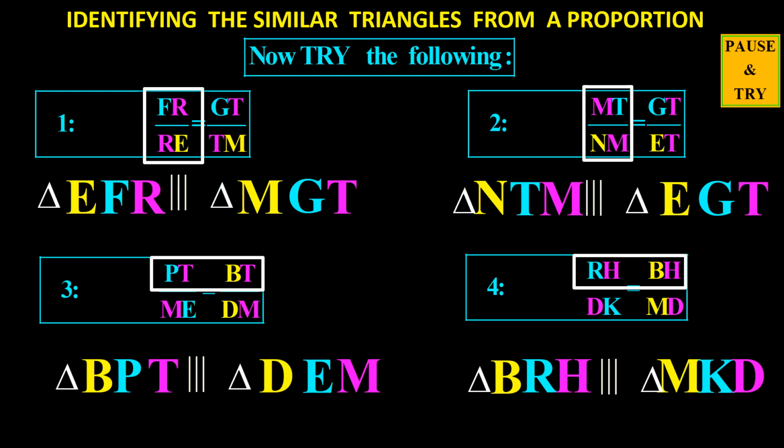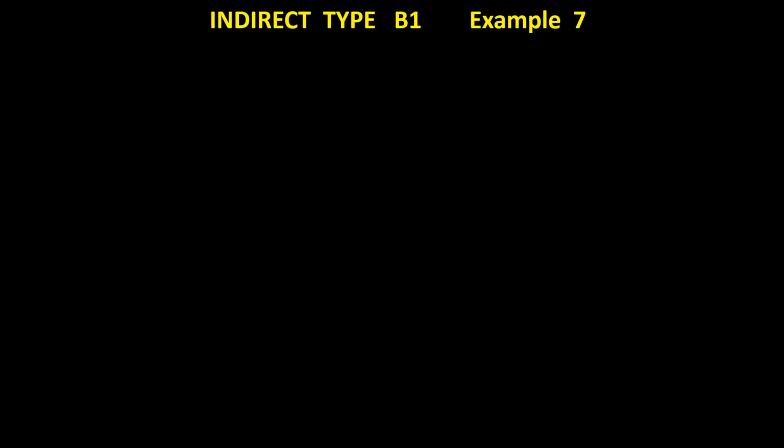So you can see you can do this very quickly. You just need to practice it, and you can master this quite easily. Now let's look at an example where you can apply the strategy here, and we're going to look at example 7 where we're going to look at the type B1.